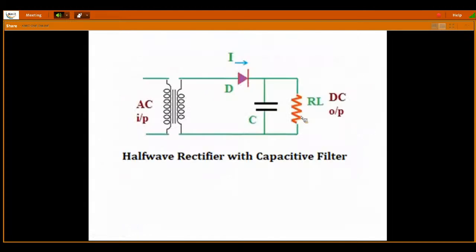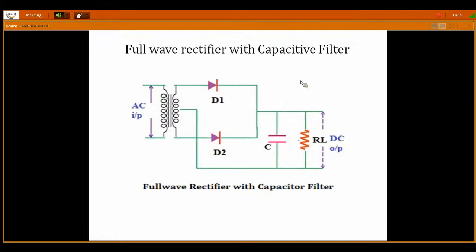Now this is a half wave rectifier. Now we'll see the full wave rectifier with the capacitor filter. This is a full wave rectifier diagram. Up to this part is the full wave rectifier. Without the capacitor, this is simply a full wave rectifier. If you include a capacitor parallel to the load resistance, that is the rectifier with the capacitor filter. What is the function of the capacitor filter? It will block the DC component and allow the AC components only.